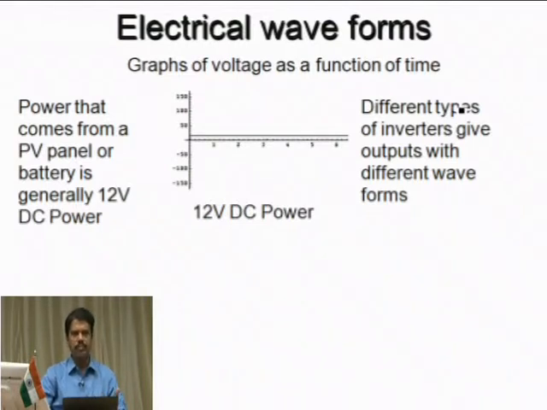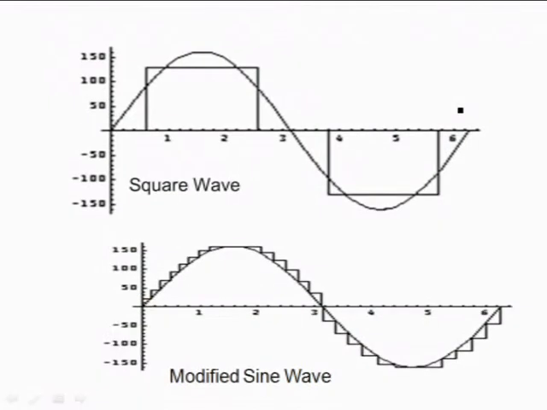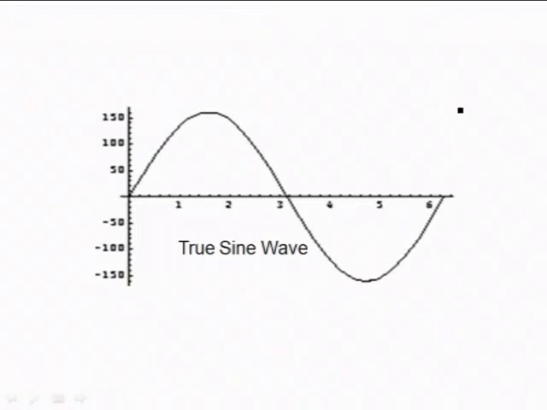The different waveforms are usually a square wave or stepped. This is the square wave you have seen. Usually this type of inverter is used for small power applications. This is a square waveform. This is a modified sine wave. This is another, the true sine wave waveform, a type of inverter used for high power applications.